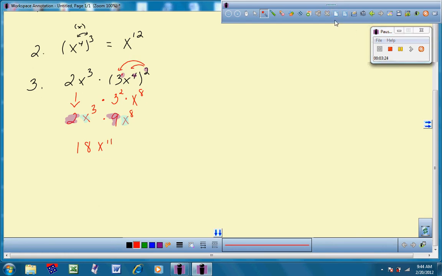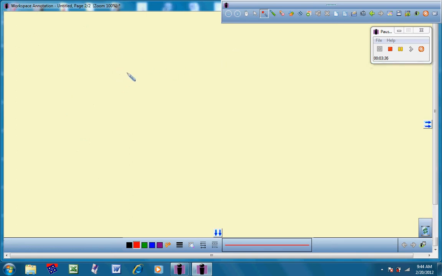Alright, let's continue. Next example. We want to evaluate an expression when we have a given value for variables. So let's say they tell us that a has the value of 1 and b has the value of 2. Let's go ahead and evaluate. Remember, evaluate means to solve. Okay, so let's say we have a cubed times b cubed, and that is squared.